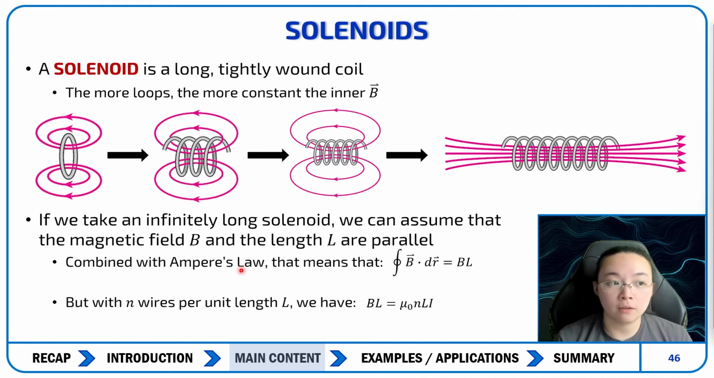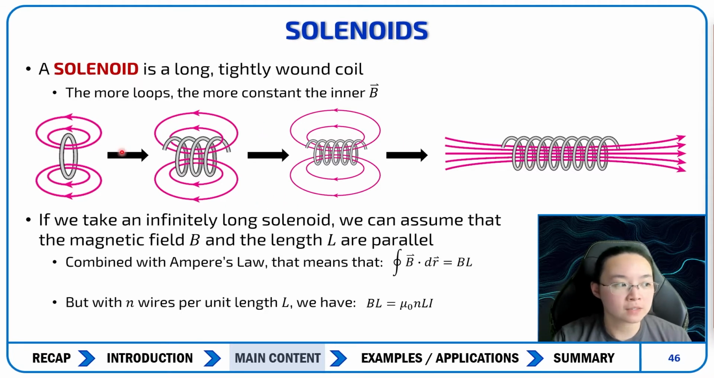Now, taking a look at solenoids, basically this is an extension of a current-carrying wire. If you have a current and you wrap it around over and over again, you will have a very unique distribution of a magnetic field. So a solenoid is basically a long, tightly wound coil. So the more loops you have, the more constant the inner magnetic field.